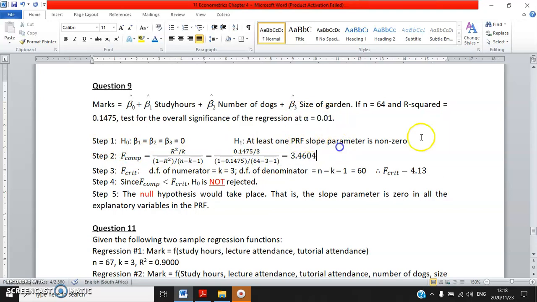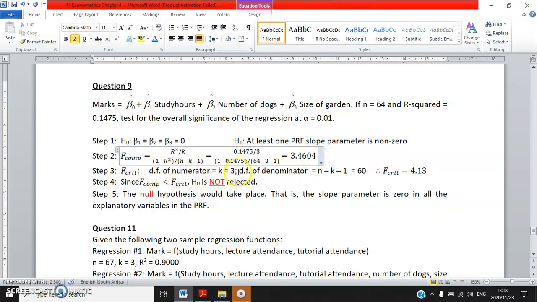Alpha is 1%. Step 1 should be fine, easy. Step 2, substitution. You already see the R square is so low. Then it implies there is something seriously wrong with this multivariate regression. So the computed F stat is 3.4604.